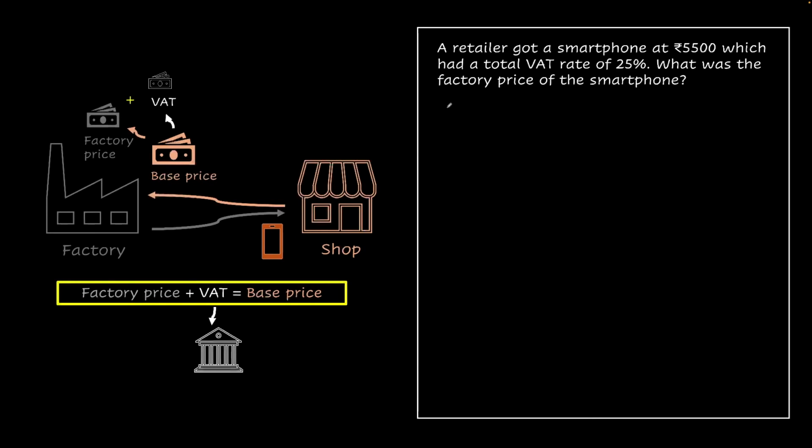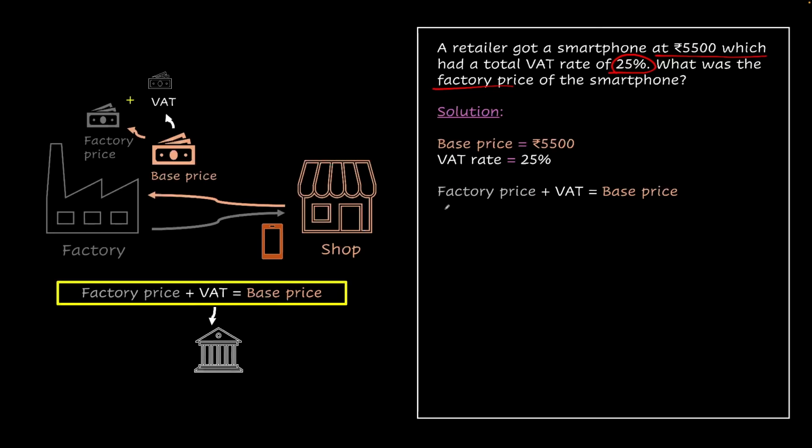A quick example here. A retailer got a smartphone at 5,500 which had a total VAT rate of 25%. What was the factory price of the smartphone? So just like the sales tax rate, we have a VAT rate. So now we need to find the factory price. So the base price is 5,500 and the VAT rate is 25%. But we know that the factory price plus the VAT is the base price, right? That's what we figured out. But we don't know the factory price. We have to find that.